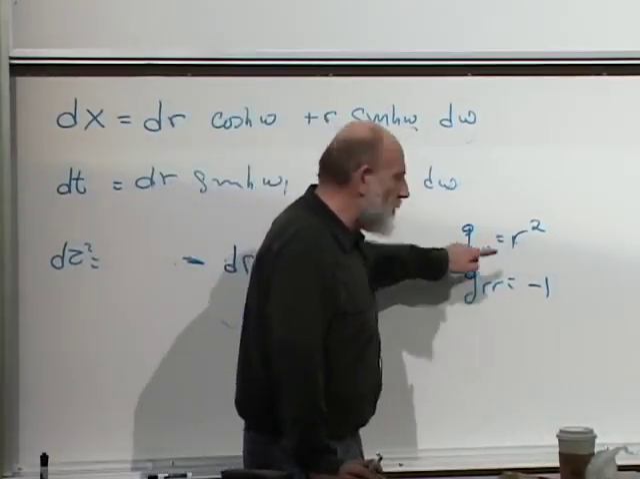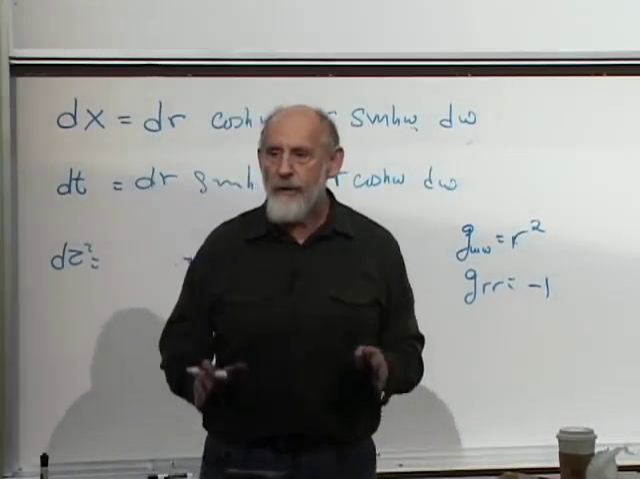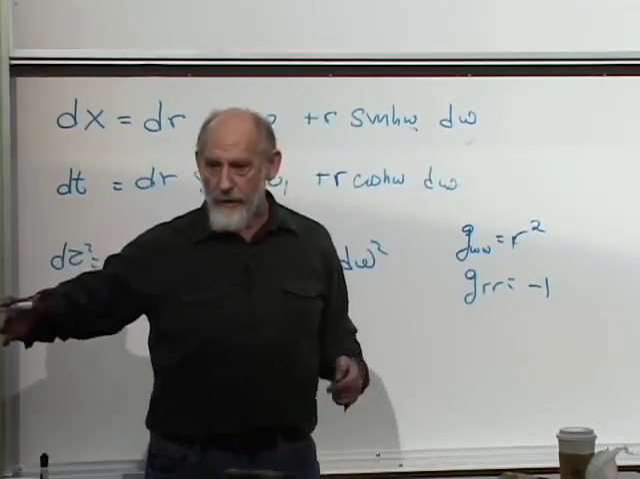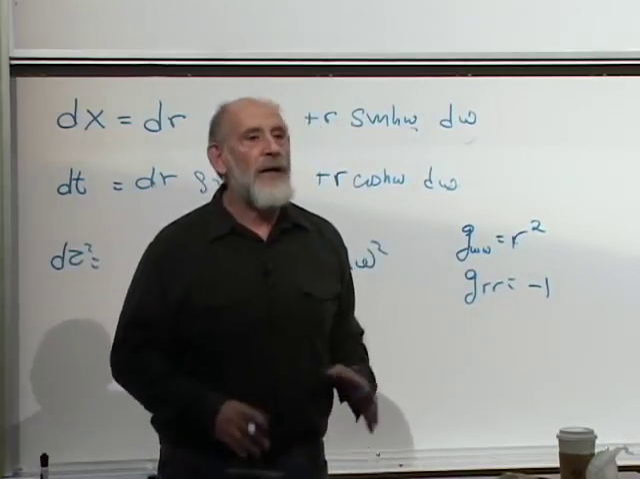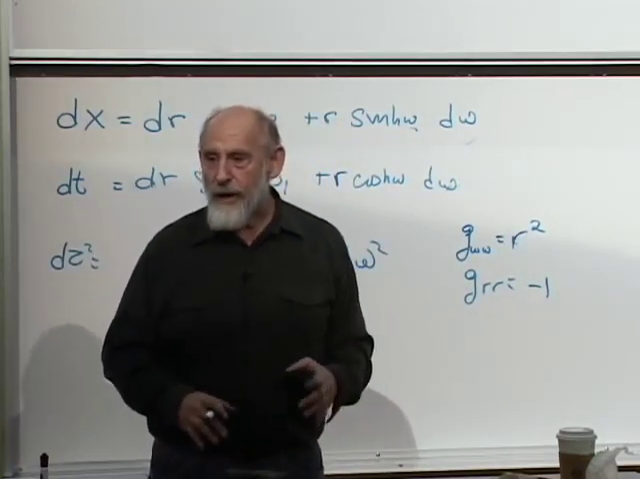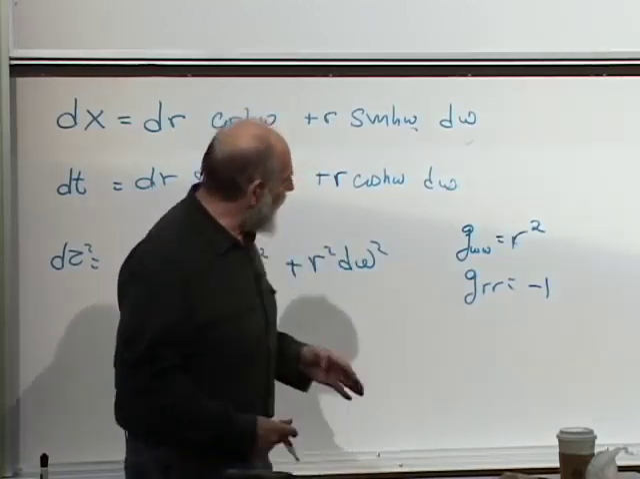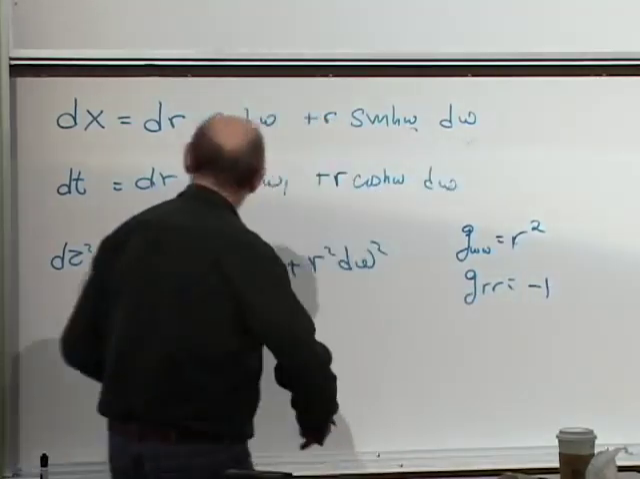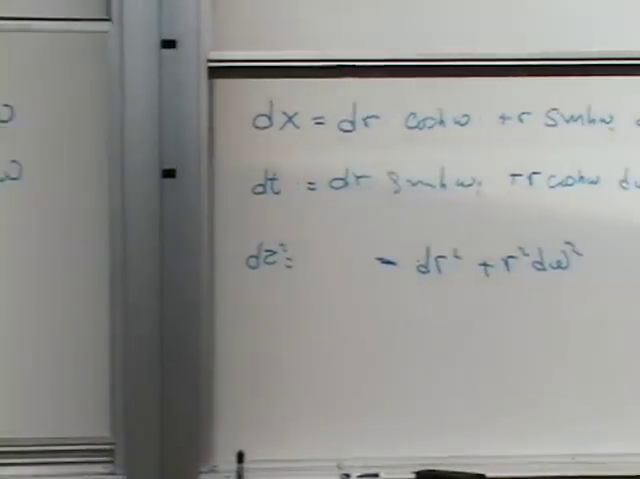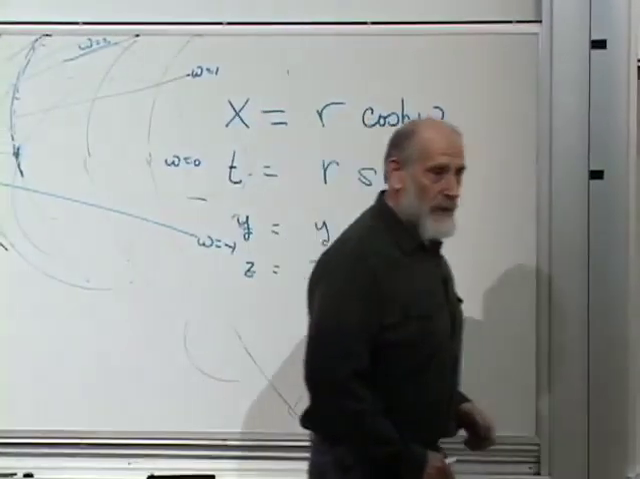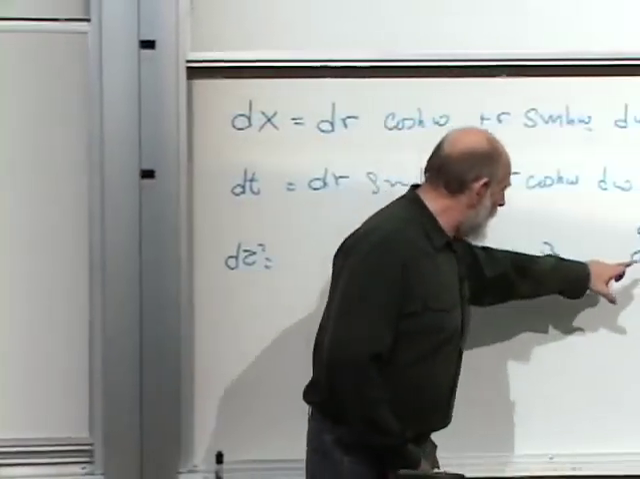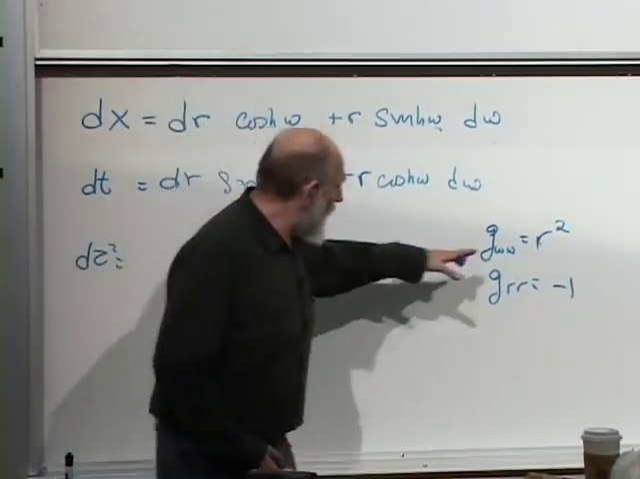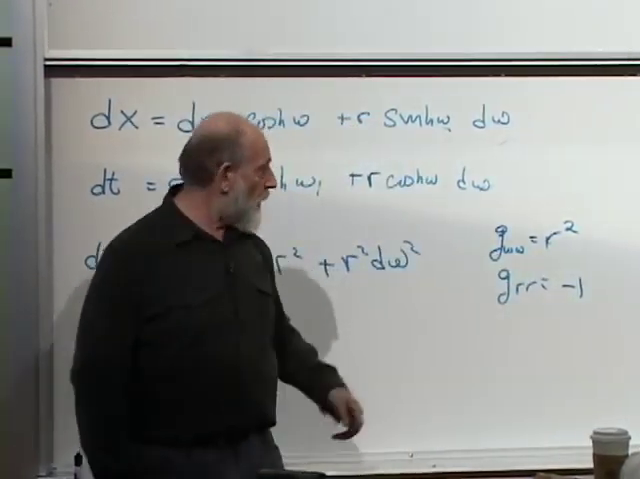G omega omega is like the time component of the metric. Notice that it varies like r squared. It varies, and remember that g naught naught is very much like the Newtonian potential. We have a Newtonian potential which is growing as we move out in r. That's the reason that things fall toward the origin. They fall towards the origin because the time component of the metric, which is like the gravitational potential, is increasing as we go away from the origin.